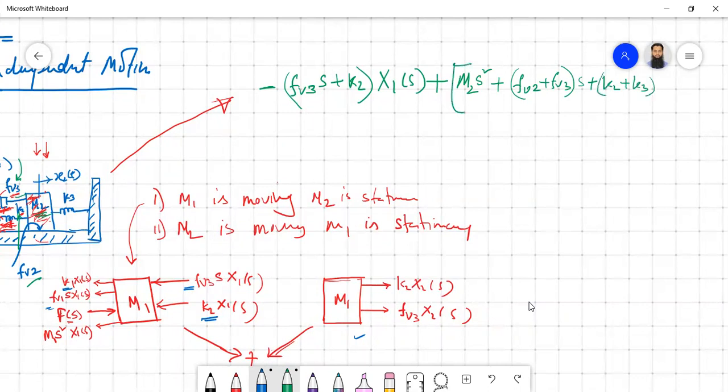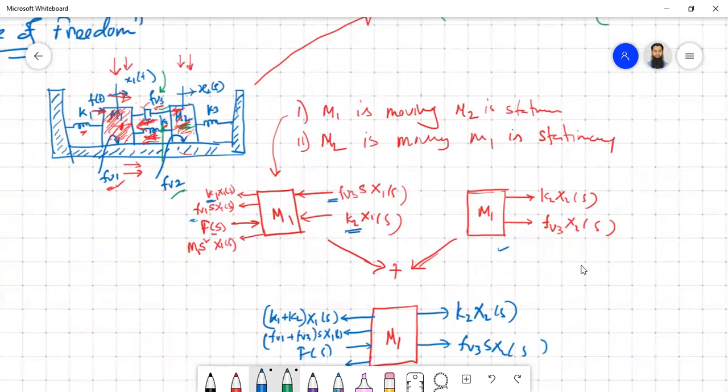So this is with X2S. Is there any force? No force, so 0. So the equation of the mechanical network can also be figured out the way we deal with the nodal analysis in the electrical domain.